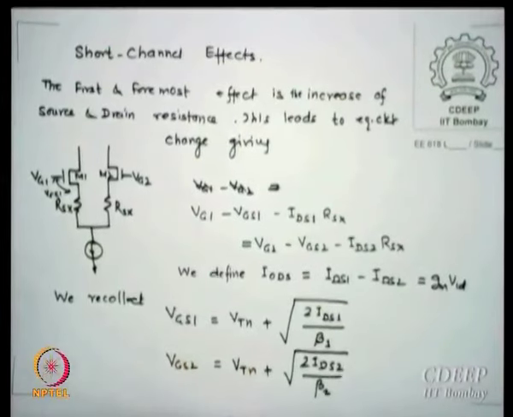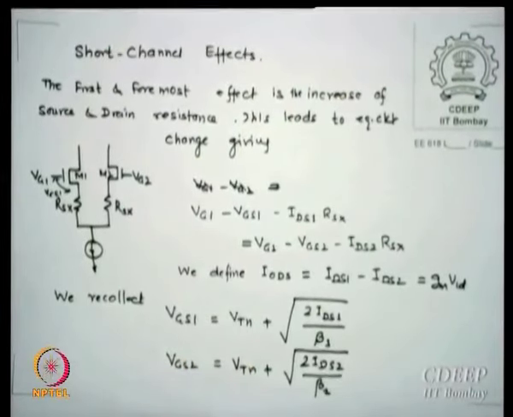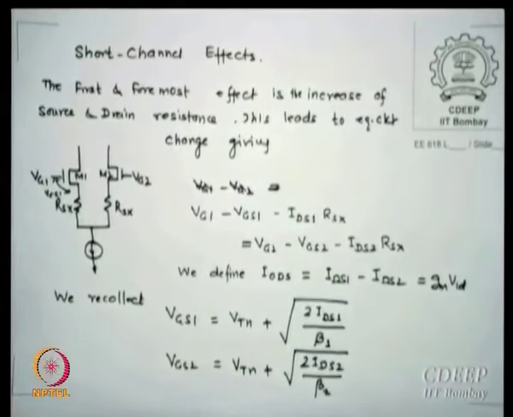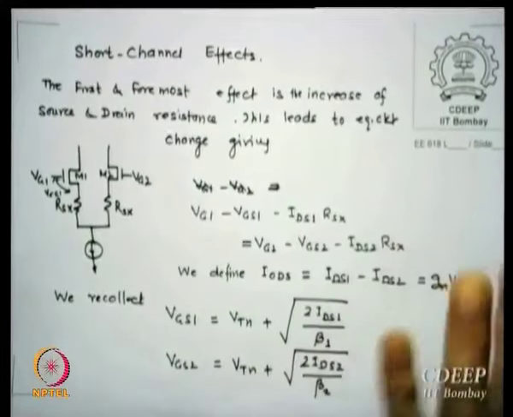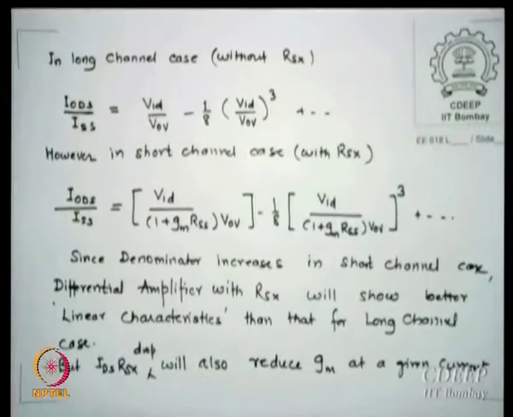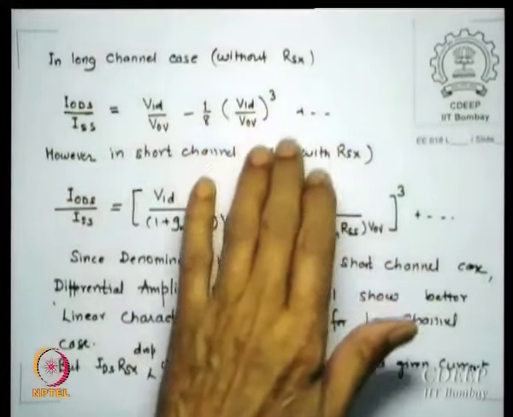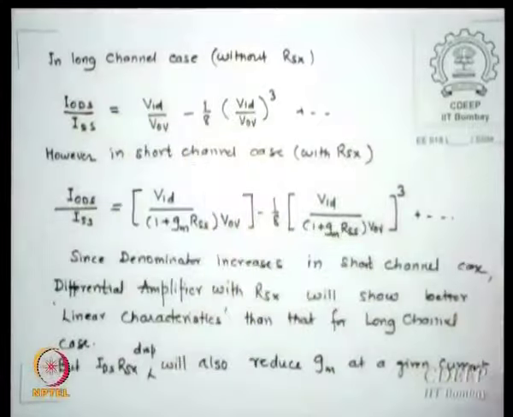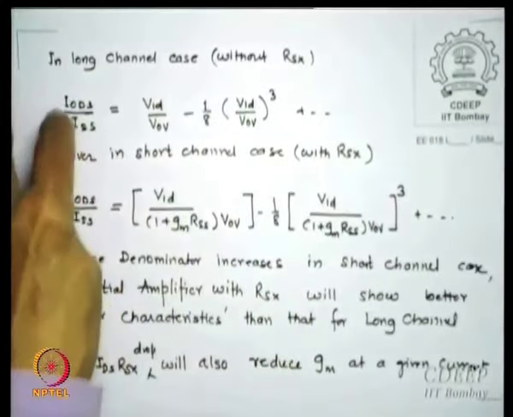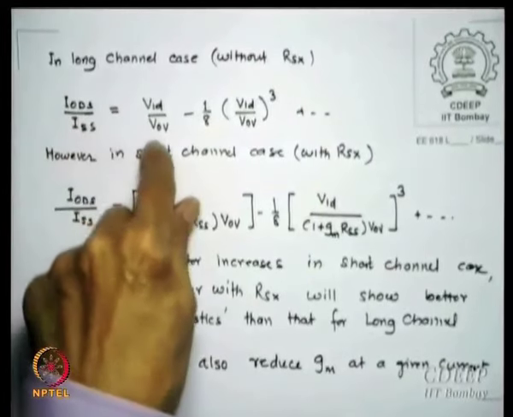Please remember this expression, we will use it often: VGS equals VTN plus root of 2 ID by beta. It is a very standard way of replacing IDS into VGS or VGS into IDS. This is a very standard technique. In a long channel device, please remember, the non-linearity of the IV characteristics, or VO-VN characteristics, can be analyzed by Taylor series expansion. If I do the Taylor series expansion, the IOD by ISS. If you want, you can go read some papers. I have just copied this from some paper, so just check it.